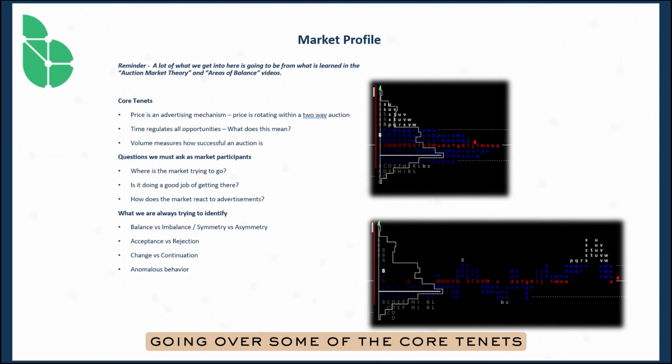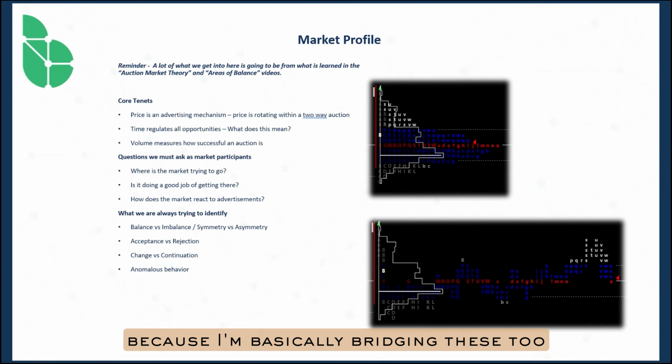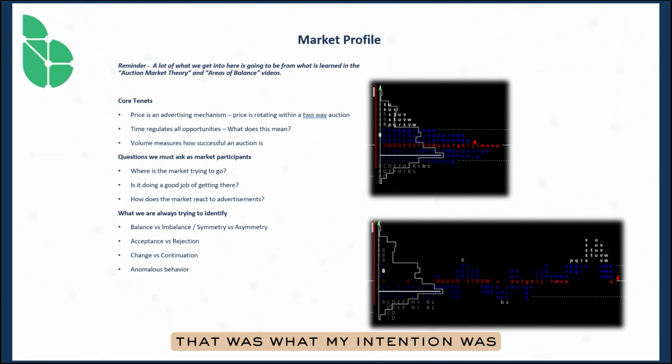Again, I'm going over some of the core tenets that we talked about in the beginning of the order flow roadmap, because I'm basically bridging these two. That was my intention the entire time, to bridge the gap between all of these to help you become a more actionable trader and investor. So, core tenets: price is an advertising mechanism. This goes back to auction market theory.